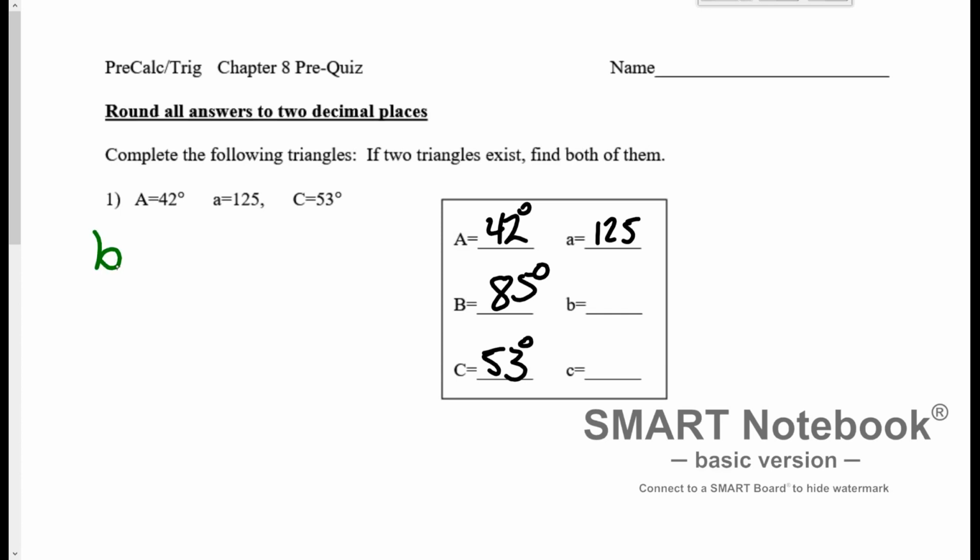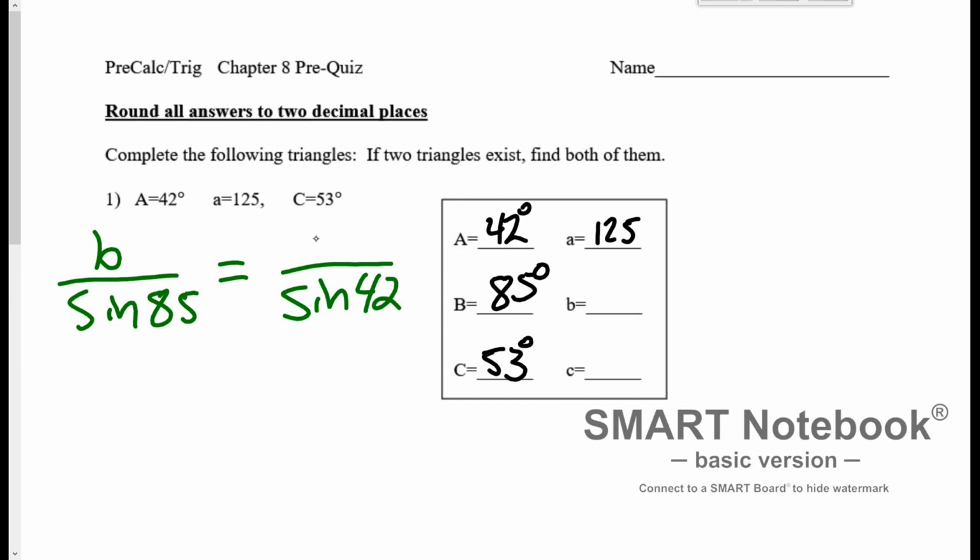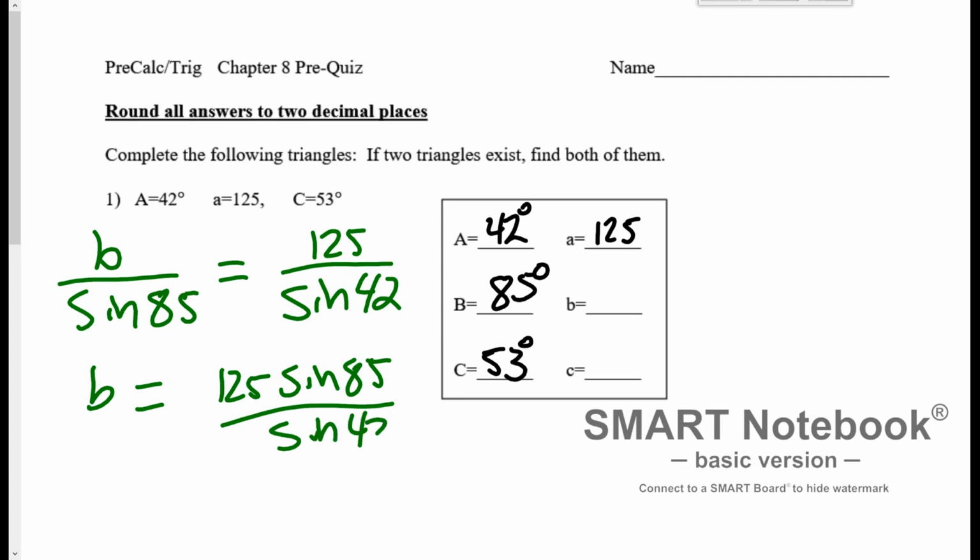So if I want to find b, then I use law of sines that says b over sine of B, which is fine to use because it came out nice like that. And then I put in what I'm given. I'm given sine of A, which is 42, and then I'm given the side a, which is 125. So now I can just set this up: b equals 125 times sine of 85 over sine of 42. I make sure my calculator's in degrees, I hit enter, and I get 186.1, somewhere about there, rounding it, of course.